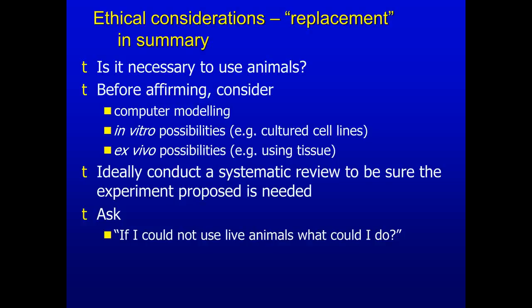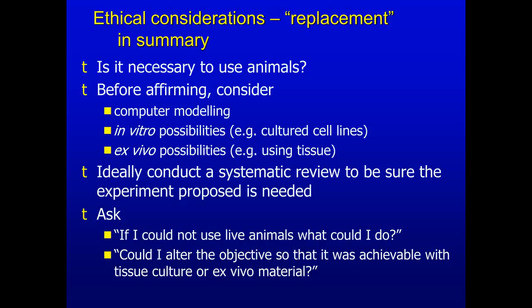I.e., you could ask, if I could not use live animals, what could I do? Or there's another way of doing it, and that is to say, could I alter the objective so that it was achievable with tissue culture or ex vivo material without using live animals during the experiment?